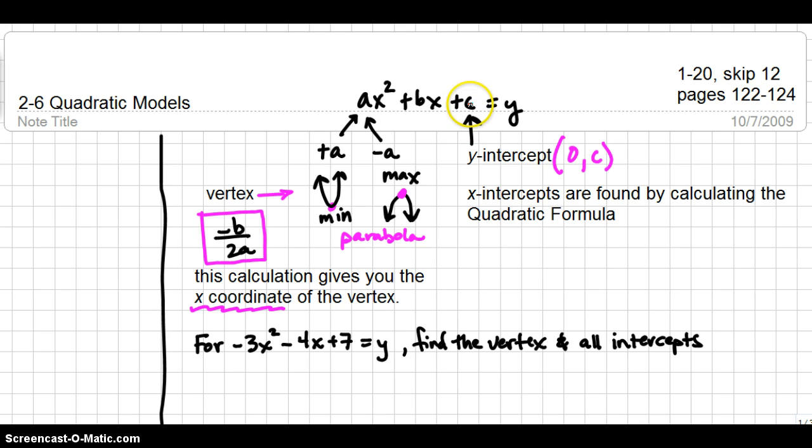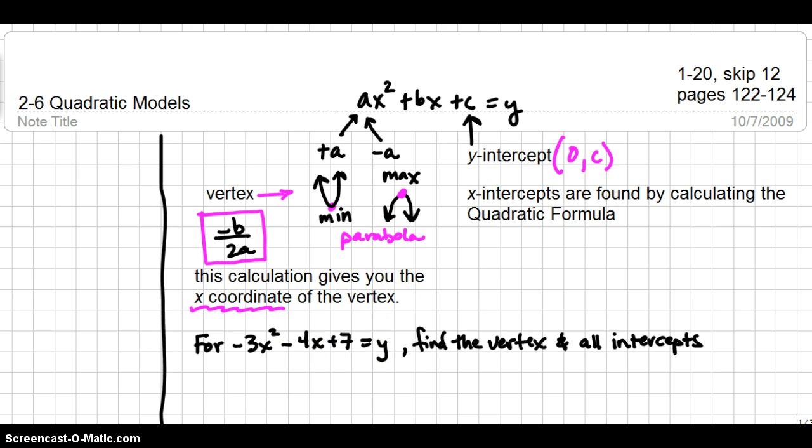The c value in the equation is the value for the y-intercept. So just put a 0 in for the x value and the y-intercept will show up as your c value. The vertex can be found by finding the two x-intercepts, but typically it's faster to calculate the vertex as the opposite of b over 2a. Calculating that will give you just the x portion of the vertex. Taking that value that you get and plugging it in for x will allow you to generate the y portion of the vertex. So we're going to practice that with an example momentarily.